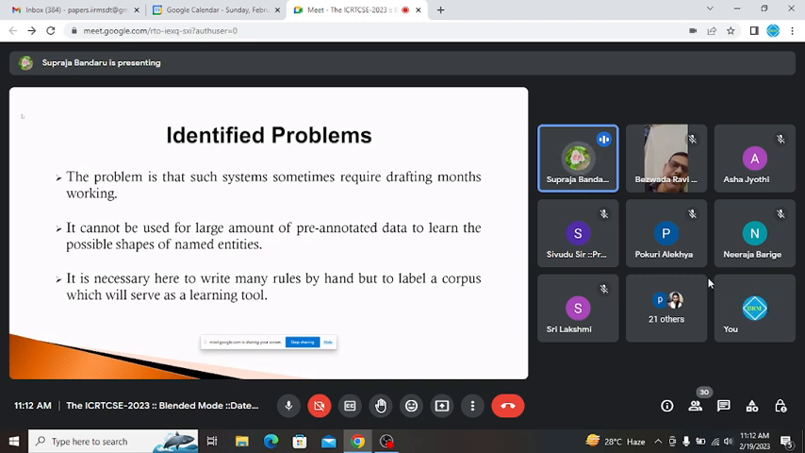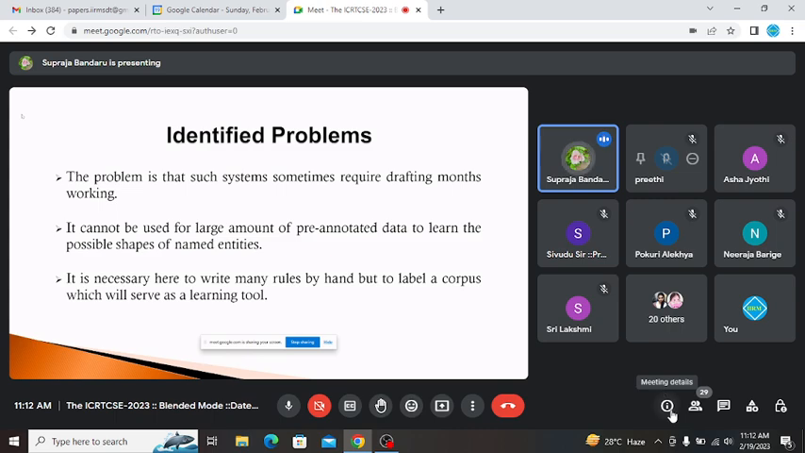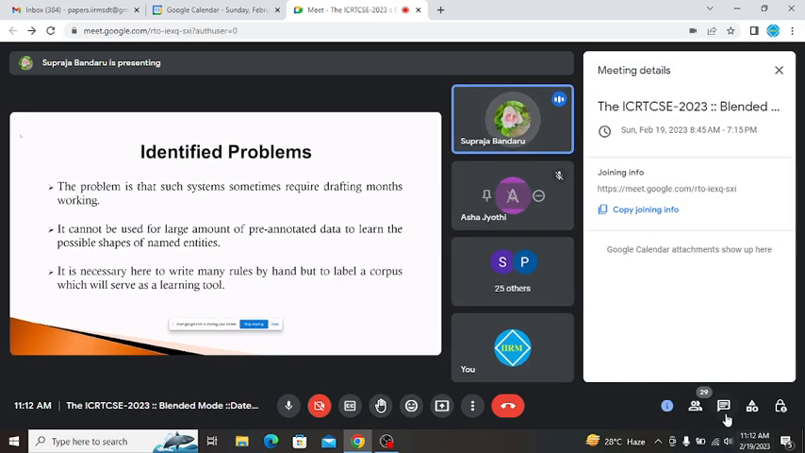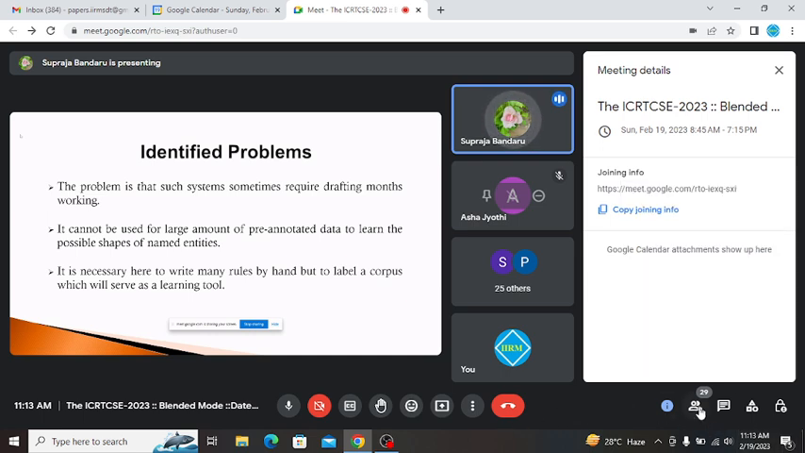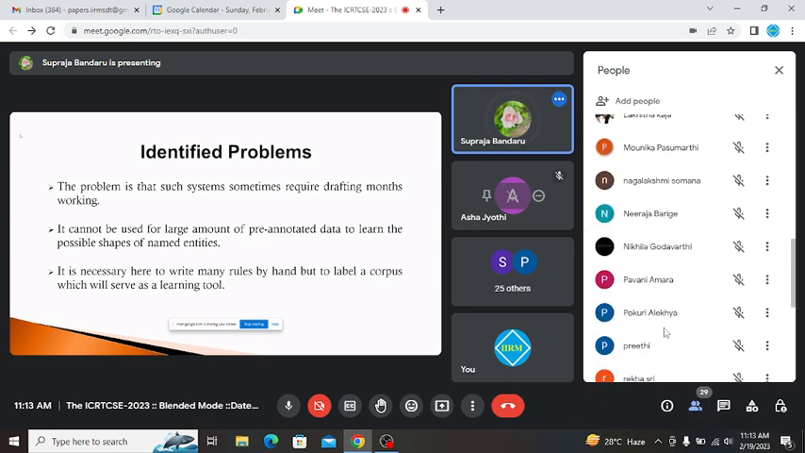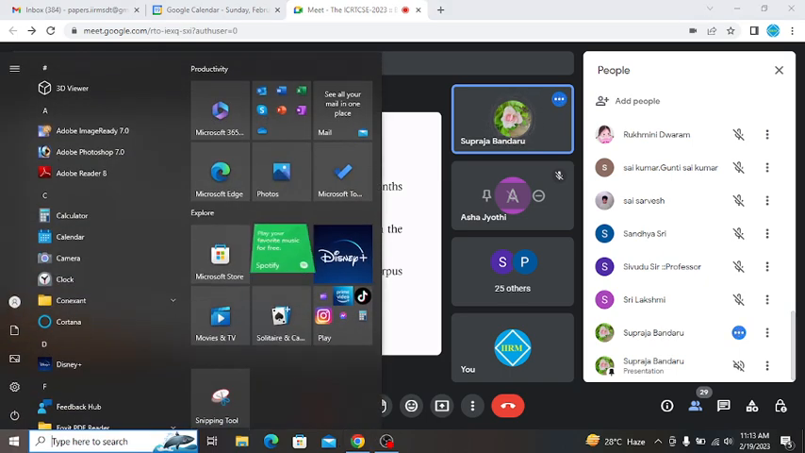Because of these systems, we require so much time, and they cannot be used for a large amount of data, because formulating those kinds of rules will take so much time. And some kinds of words we don't even know, they will not be in the data sets. If some kind of words are unknown, then it won't identify them. It is necessary here to write many rules by hand, so it will take a lot of time.